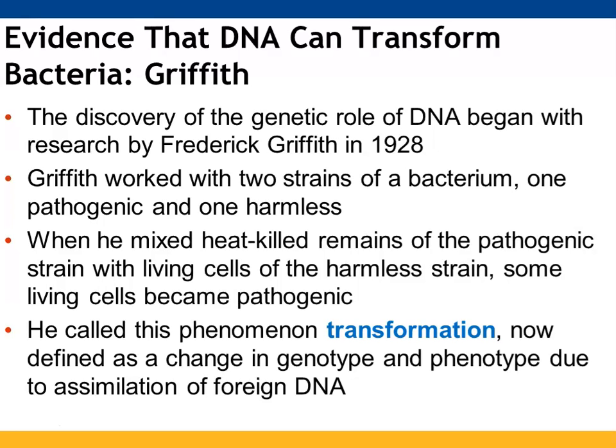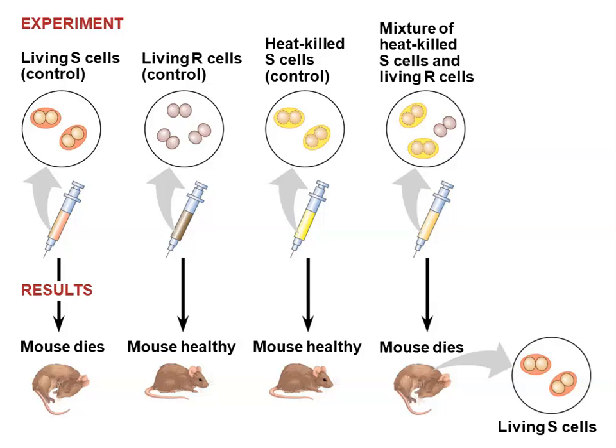Griffith worked with a pathogenic or virulent strain and an avirulent strain that was harmless. And he mixed heat-killed remains of the pathogenic strain with living cells of a harmless strain. And it caused those living cells to be transformed, and instead of being harmless, being harmful. That transformation is what he described that phenomenon as, which was basically a change in your genotype or phenotype due to the assimilation, taking in, of foreign DNA.